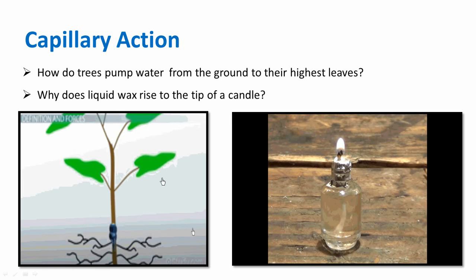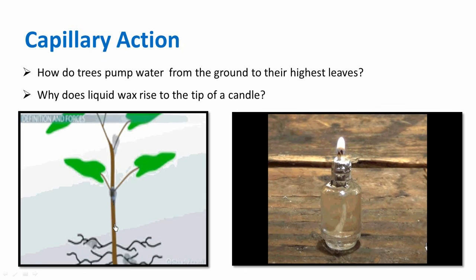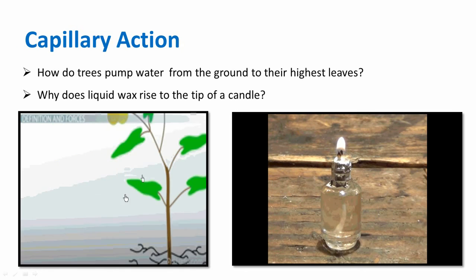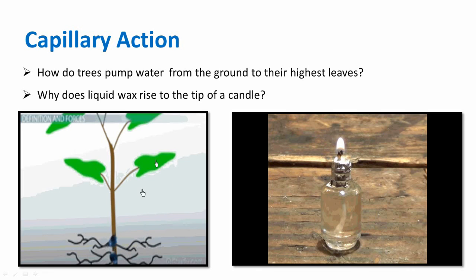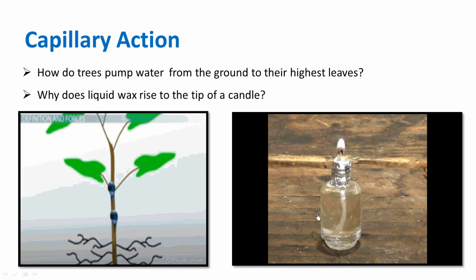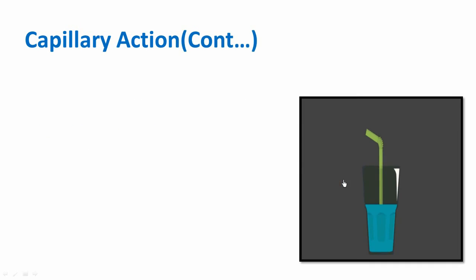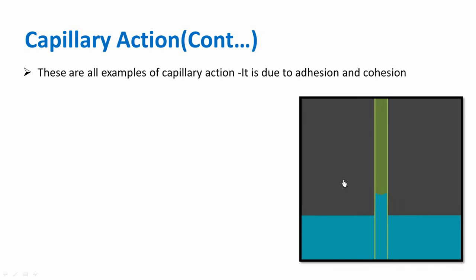So why is it happening actually? It is happening because of capillary action, because of the cohesive and adhesive forces. The liquid droplets are lifting in the upward direction, and because of the cohesive and adhesive forces, the liquid wax which is present at the bottom is taken to the top of the candle. Okay.